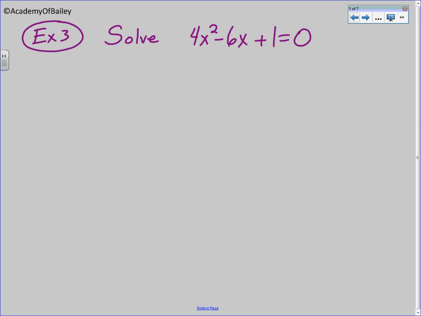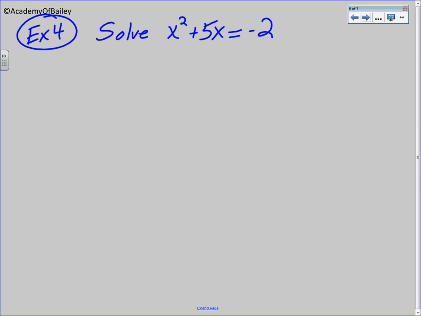We're going to skip this one. Let's go ahead and try this one here. Let's see if you can do this one on your own, and then check your solution with mine.